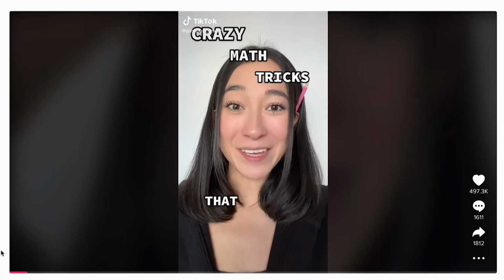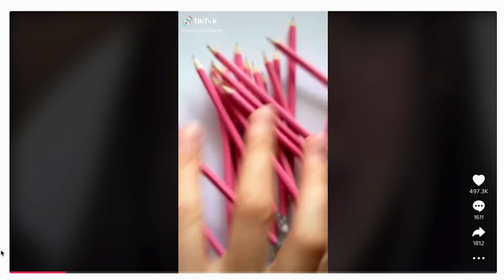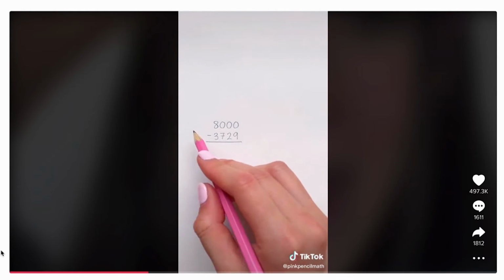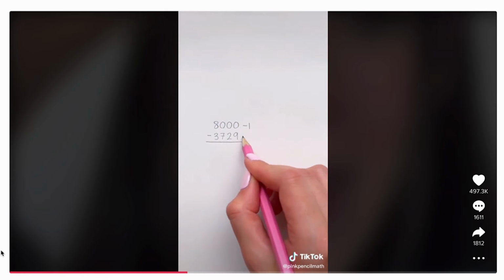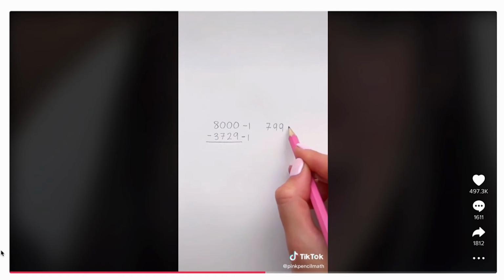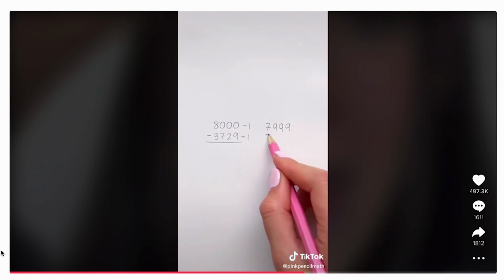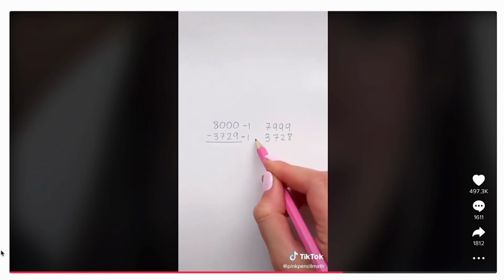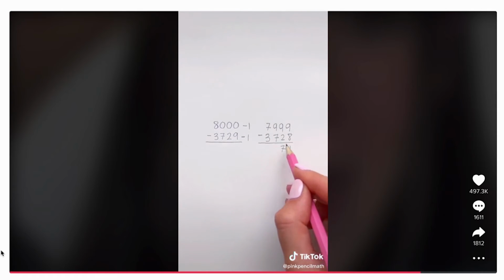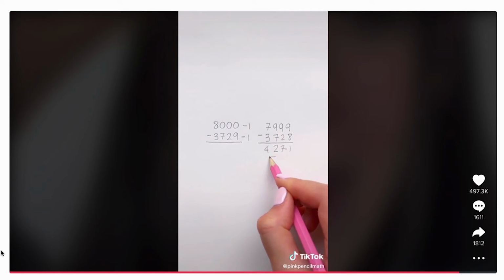Crazy math tricks that you need to know, part 3. If you are subtracting from a number with lots of zeros, here's an easy fast way to do it. First, minus 1 over here and over here, so this top number becomes 7999, and this bottom number becomes 3728, and then subtract as you would going from right to left. So 1, 7, 2, 4, and that will be your answer.